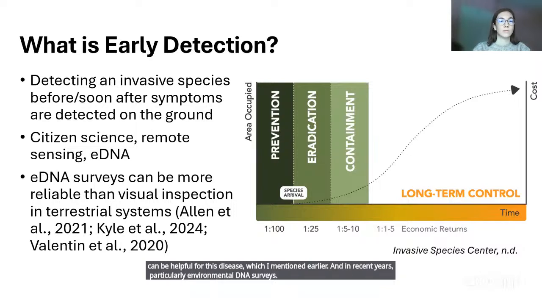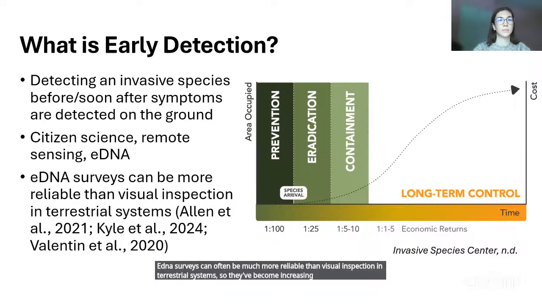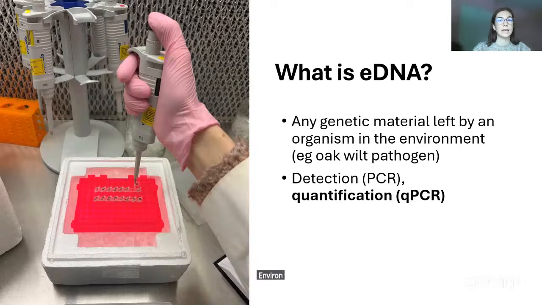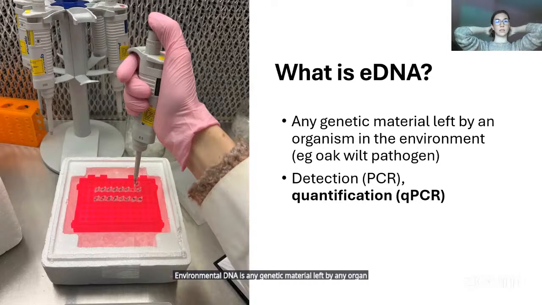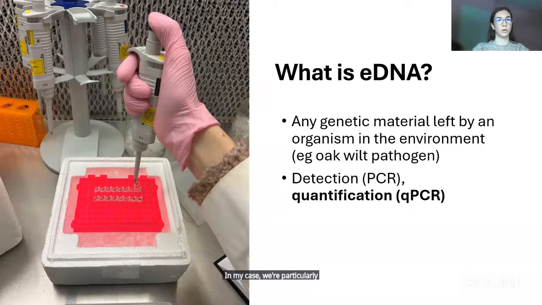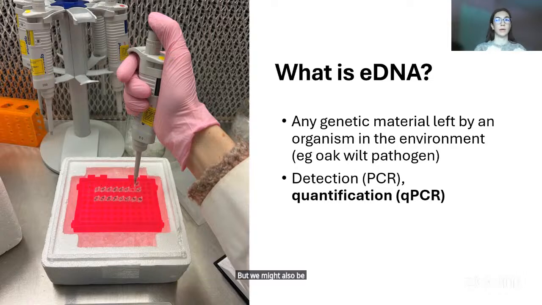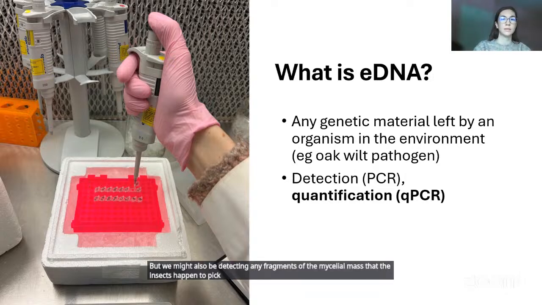eDNA surveys can often be much more reliable than visual inspection in terrestrial systems, so they've become increasingly popular in recent years. Environmental DNA is any genetic material left by any organism in the environment. So in my case, we're particularly interested in those oak wilt spores or the oak wilt pathogen. But we might also be detecting any fragments of the mycelial mats that the insects happen to pick up with their feet when they're walking on it.